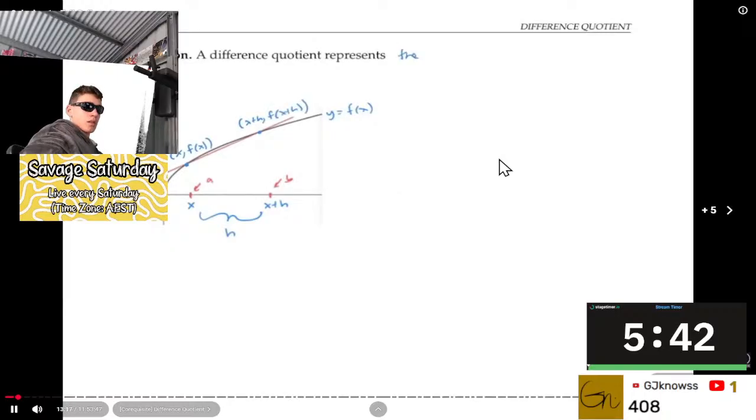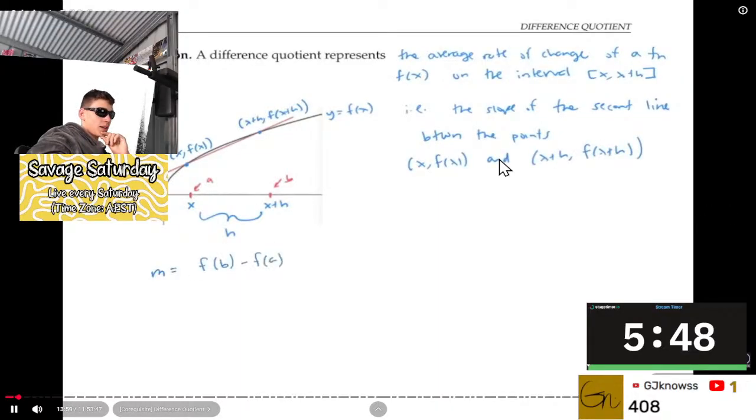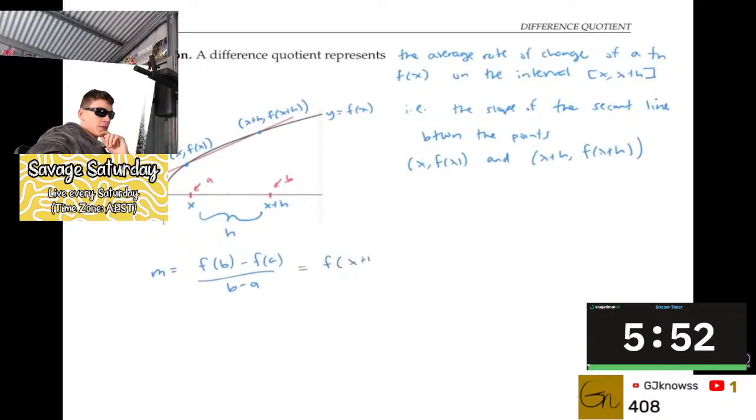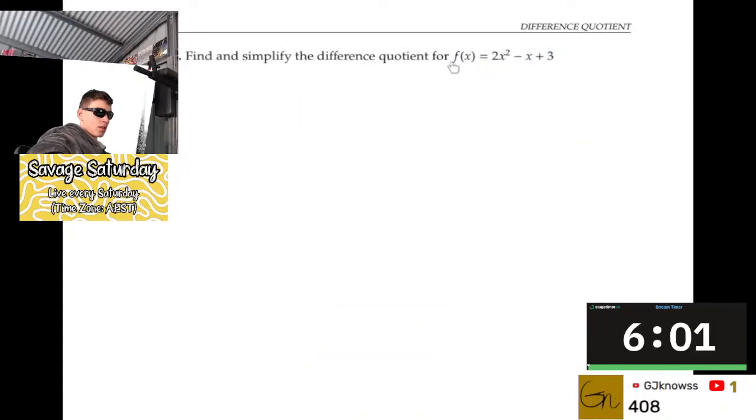A difference quotient, or equivalently the average rate of change between the points with coordinates x, f of x and x plus h, f of x plus h, could be written as f of b minus f of a over b minus a. Instead of b, I'm using x plus h, so I can rewrite this average rate of change as f of x plus h minus f of x over x plus h minus x. Cancel the x's, and the denominator looks like a single entity, but it still represents a difference in x values. Let's find and simplify the difference quotient for this function given.